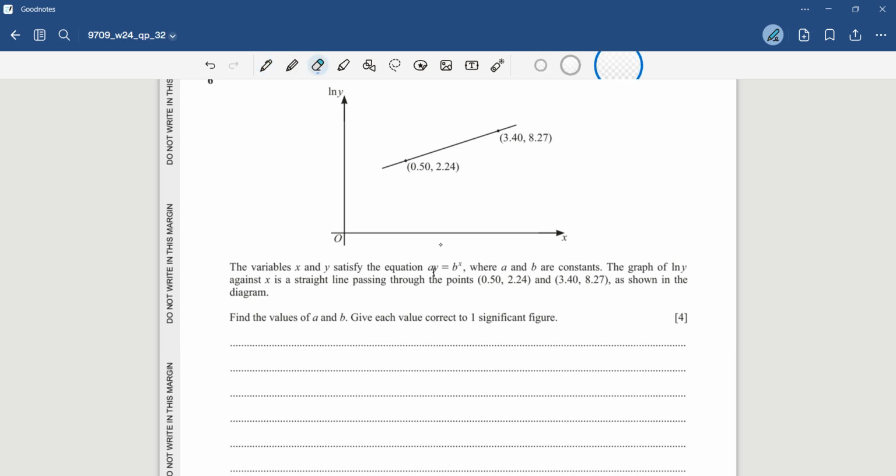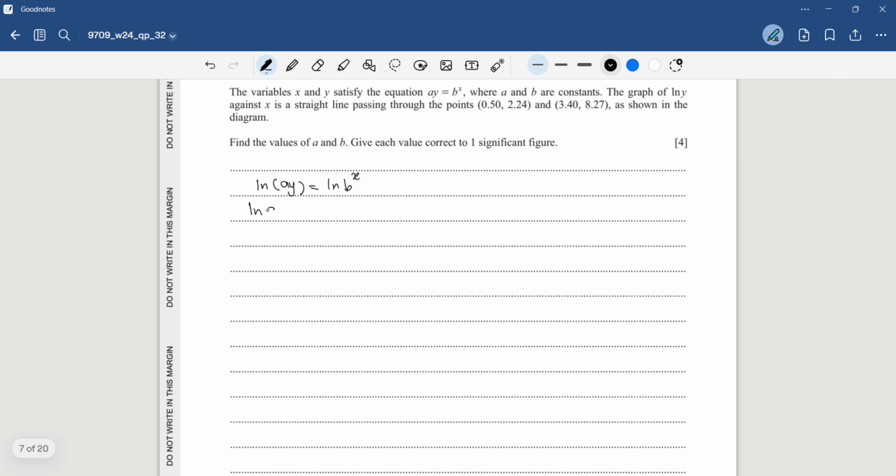So maybe I can take ln on both sides, because here they gave me ln. So it's going to be ln ay equal to ln b^x. So it's going to be ln a plus ln y equal to x ln b. So I rewrite: ln y equal to (ln b)x minus ln a. So from here you can say my gradient, which is m, is ln b.